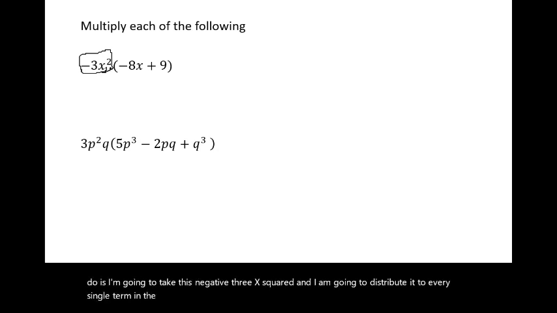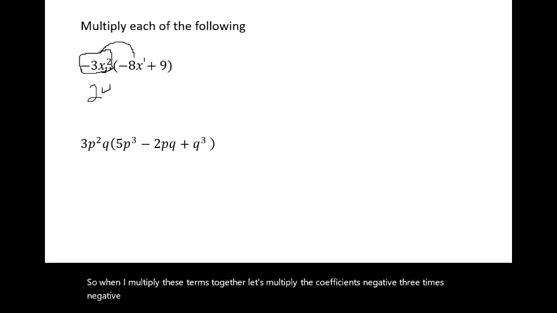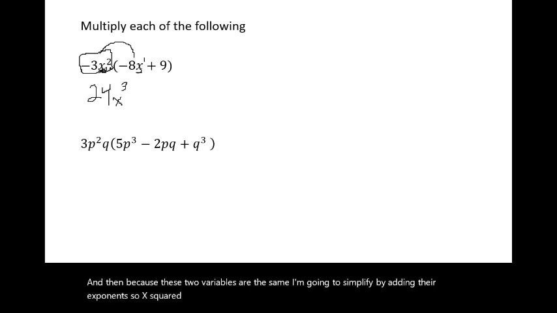So I'm going to take negative 3x squared and multiply it by negative 8x. When I multiply these terms together, let's multiply the coefficients. Negative 3 times negative 8 will be a positive 24. And then because these two variables are the same, I'm going to simplify by adding their exponents. So x squared times x to the power 1 is x to the power 3.